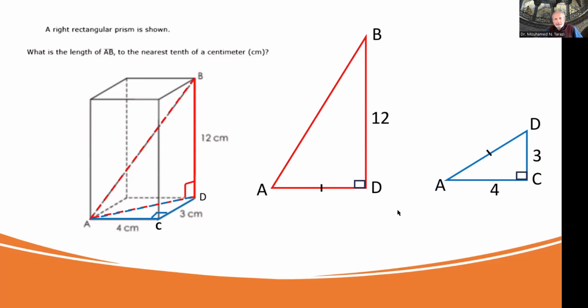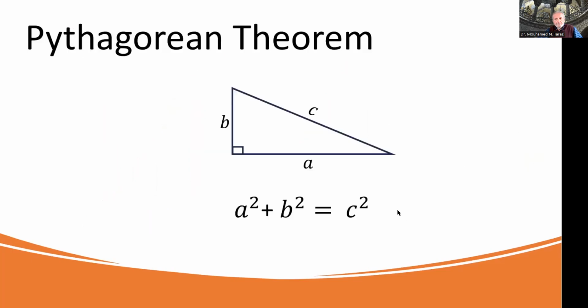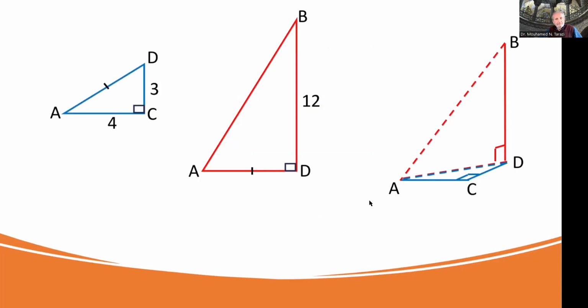Every time you encounter a right triangle, think of a very important theorem that is always on the test. It's called the Pythagorean theorem. You have a right angle triangle, A, B, C, and A squared plus B squared is equal to C squared. So if you are given A and B, you can find C. If you are given A and C, you can find B. So anytime you have two of these three numbers given to you, you can find the third one using this formula.